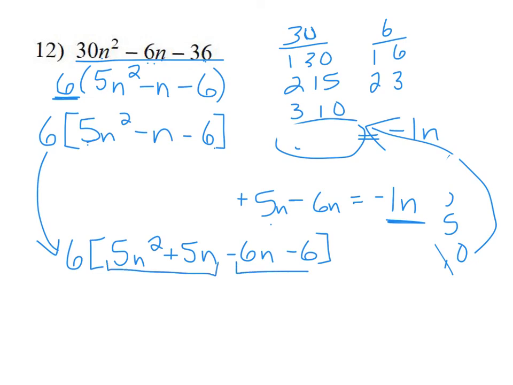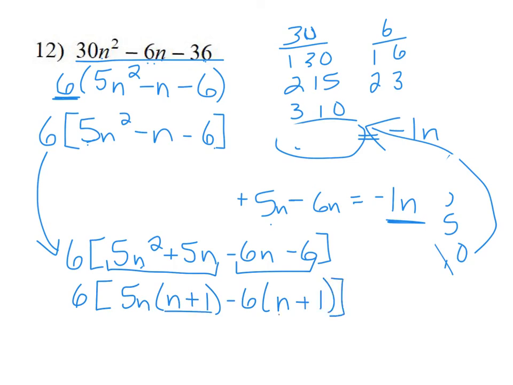Alright, so let's look at the factor for the first two. I'm going to rewrite my 6, and now I'm going to put in parentheses, so this bracket's going to be really important. I can take out a 5n from both of them, and I'm left with an n plus 1. I can take a negative 6 out of the second two, and I'm left with n plus 1 again. So notice they have the n plus 1 in common.